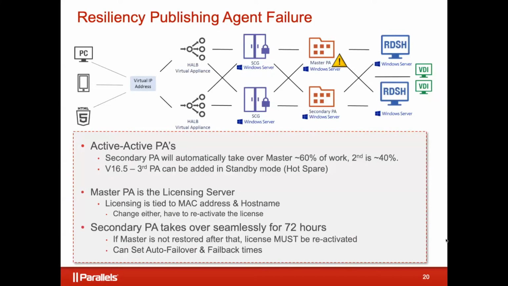Okay, they're both active. So if one fails, the master fails, the secondary will take over, right? So we're pretty good there. They're both doing work for you. If you have a third, like I said, it'll act as a hot spare and so forth. That came out actually in version 16.5, so we're well past that. So it continues on there. You'll notice a distinction between the master PA and the secondary PA. What does that mean? Well, let's see.